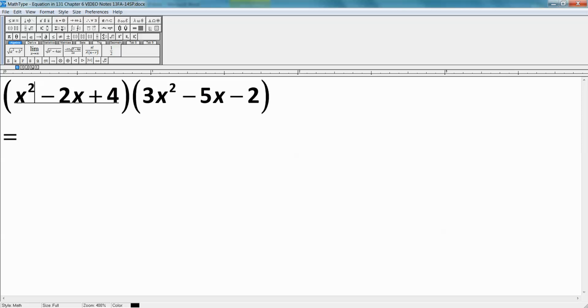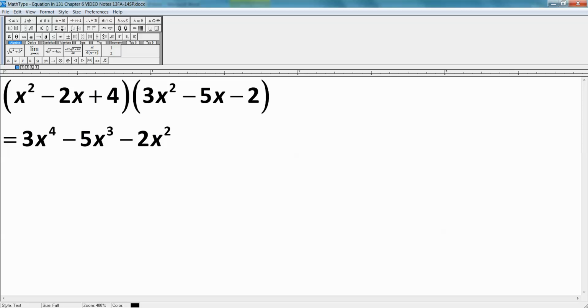3x squared times x squared. That would be 3x to the fourth. Then I want x squared times minus 5x. That would be minus 5x cubed. Then I want x squared times minus 2, which is minus 2x squared. All right, there's the first batch. Now I'm going to start with the next batch.